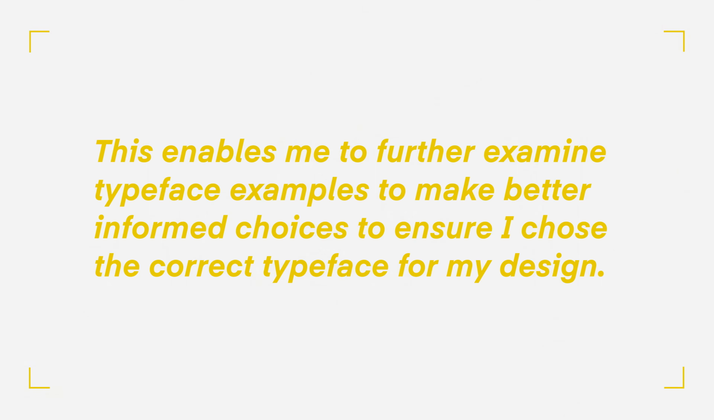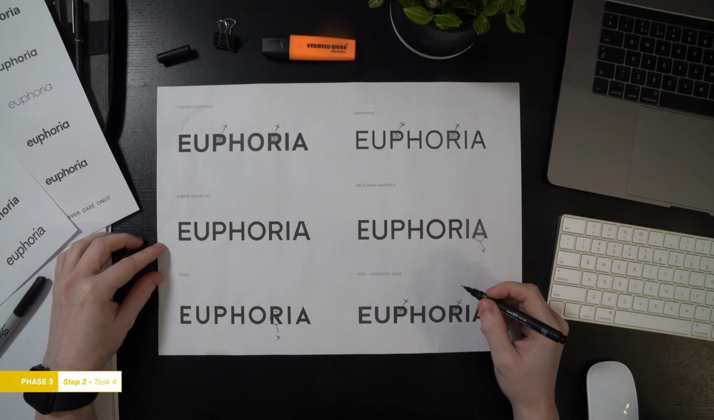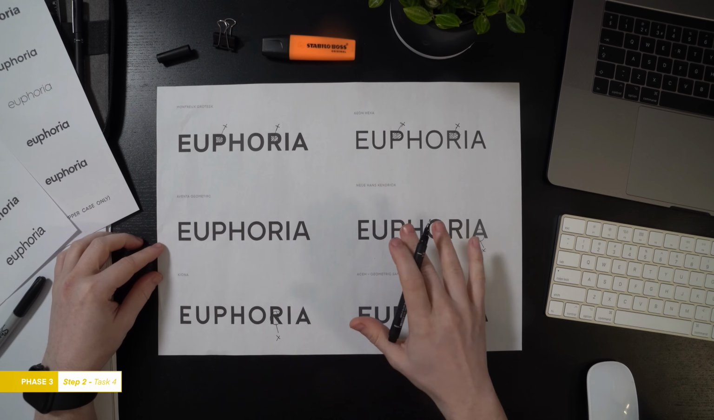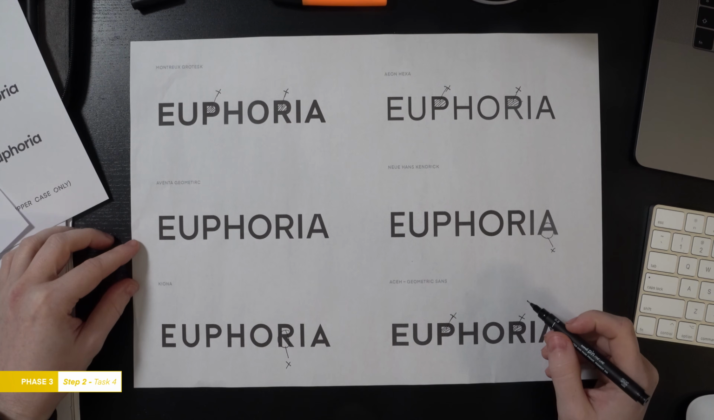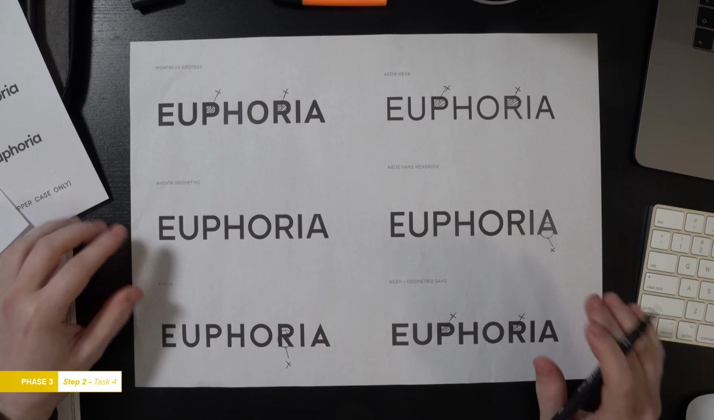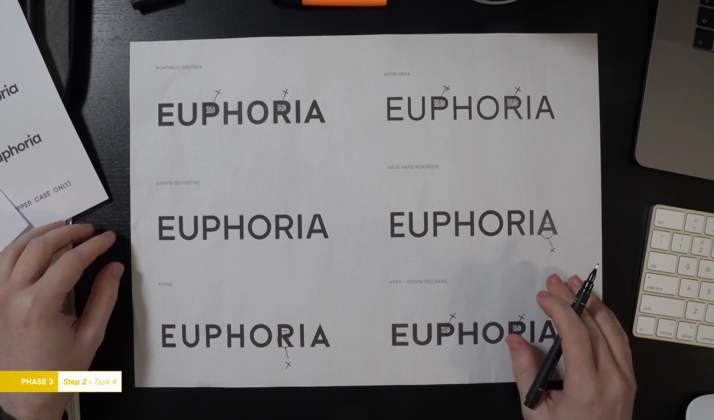Now to get real decisive about a typeface, edit down my selection and finally decide on the right typeface, I like to place my edited choices onto another sheet and print them out large and examine them further. This enables me to further examine typeface examples to make better informed choices to ensure I choose the correct typeface for my design. So here I have taken the 6 examples that stood out to me and placed them on a separate page where I can really focus on the details here. Now I have printed this in large format here, but we could also study this on screen.